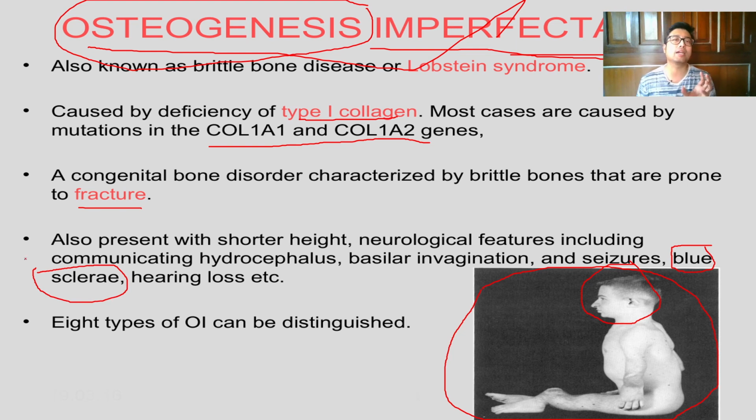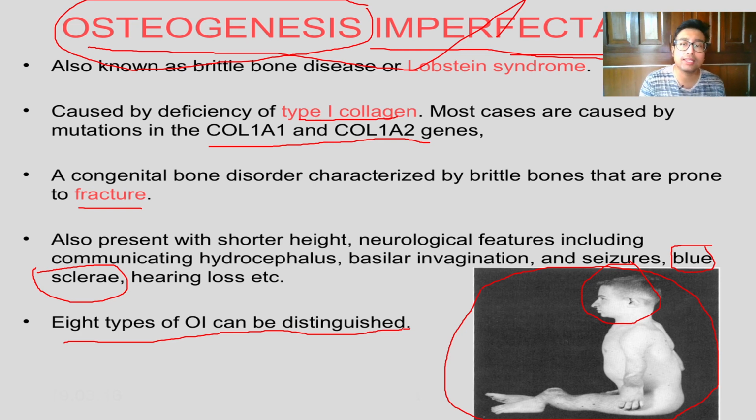So any defect in connective tissue, the sclera is also affected because it is rich in connective tissue. So remember, defect in collagen type 1, osteogenesis imperfecta, the genes COL1A1 and COL1A2, characterized by brittle bones and blue sclera. Now 8 types of OI can be distinguished, not needed at all for you guys, it's a PG level question. So just remember the name, osteogenesis imperfecta.